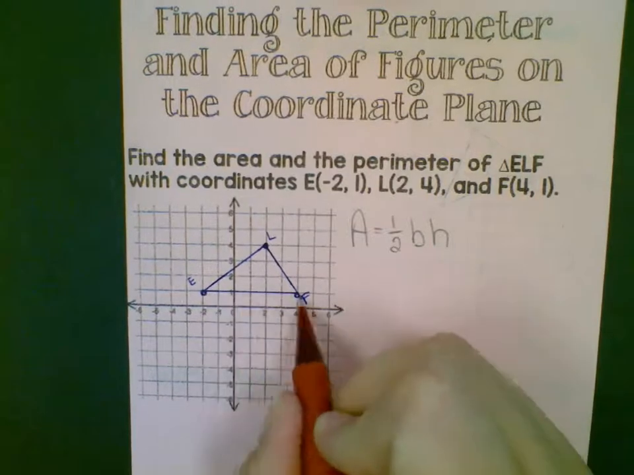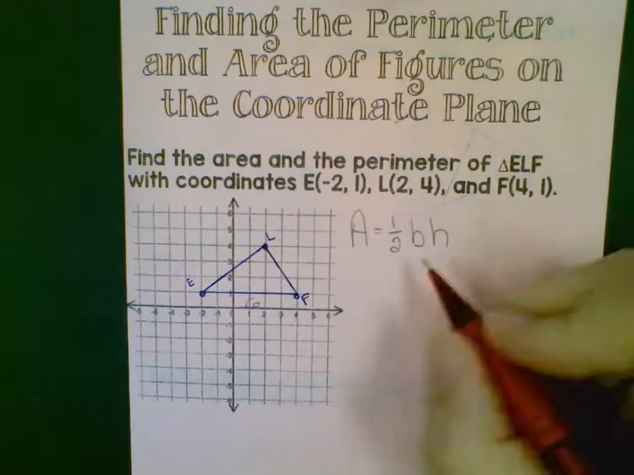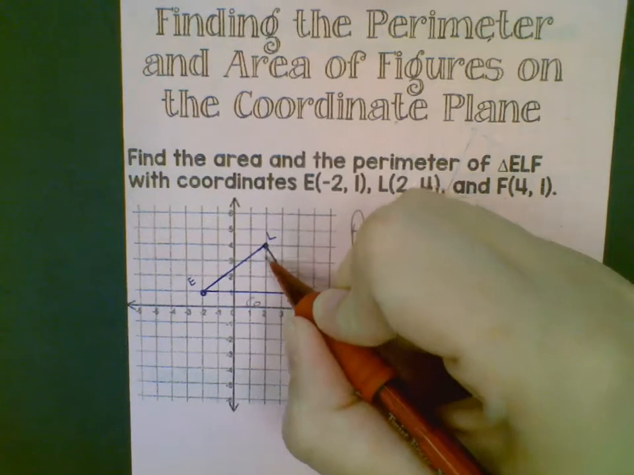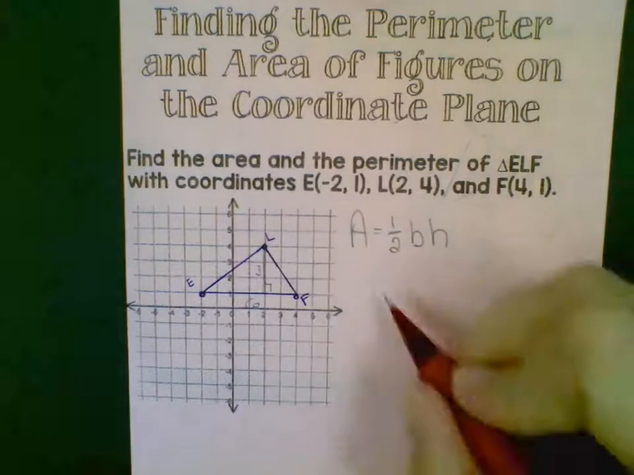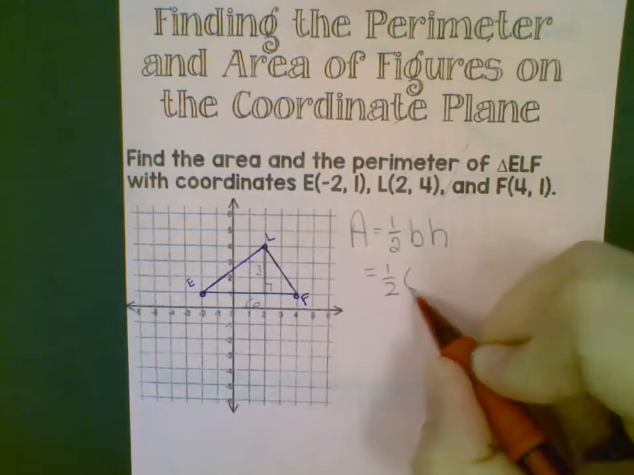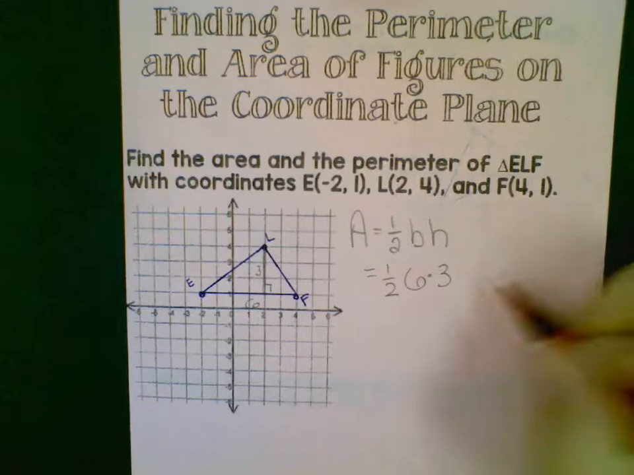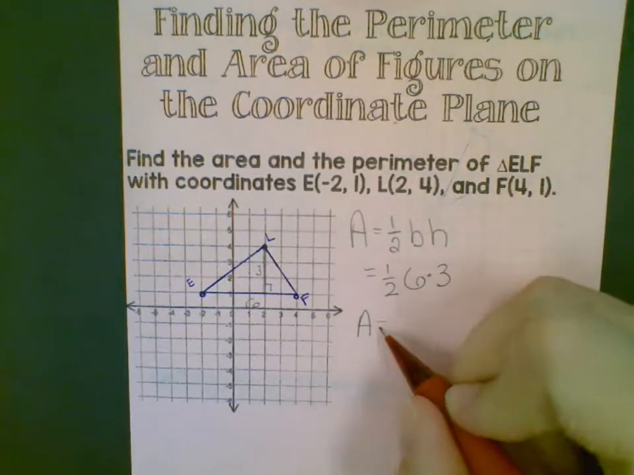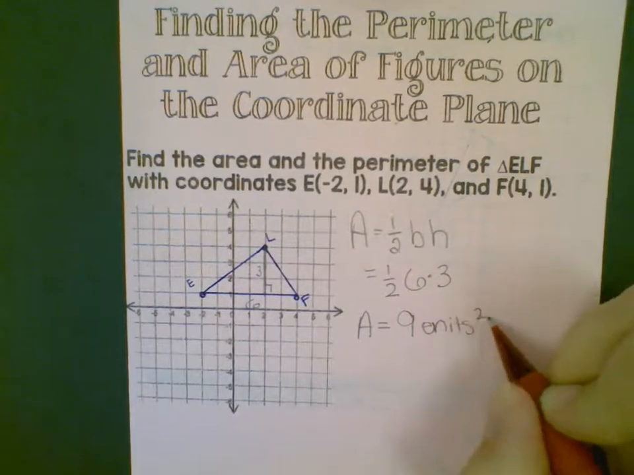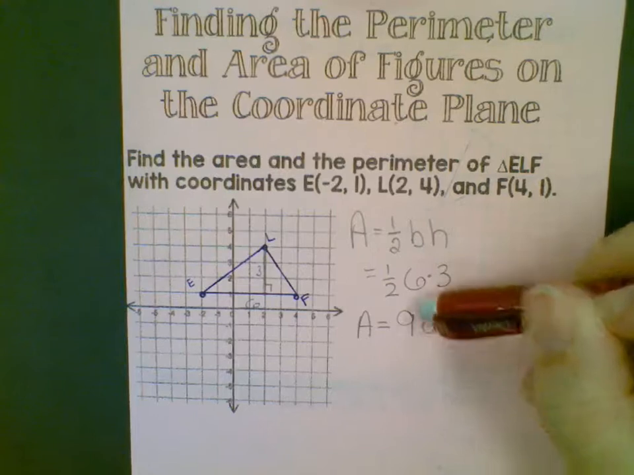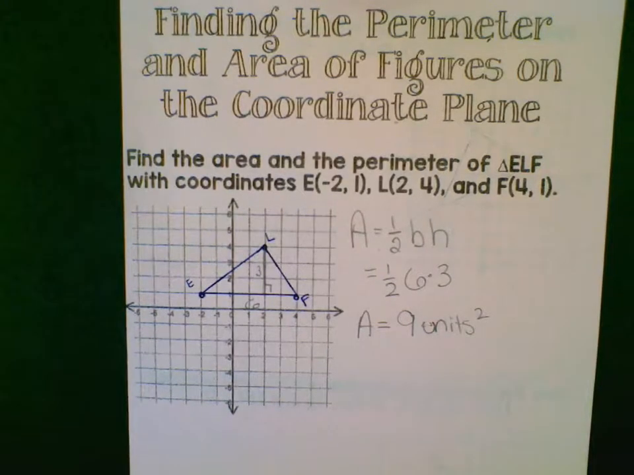So if we count this length, we get 6. So our base is 6, and then remember your height is always perpendicular. So this line right here would be our height, so then our height is 3. So we just have to plug that in. So 1/2 times 6 times 3. So we get that our area is 9 units squared. So area can be as simple as that, just counting how many boxes, how big your shape is, and plugging in the numbers. Or it can be complicated like the other examples we're going to do.